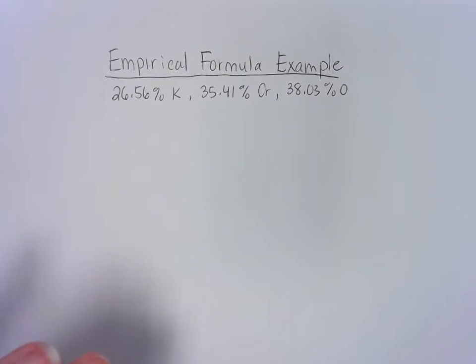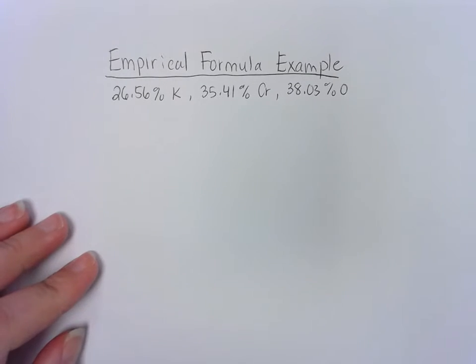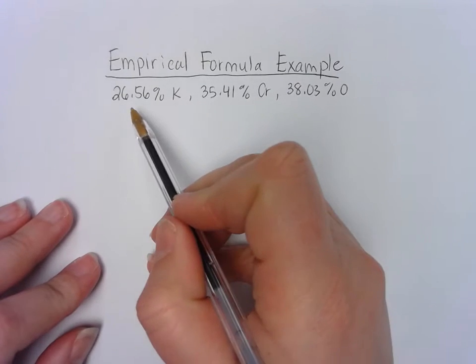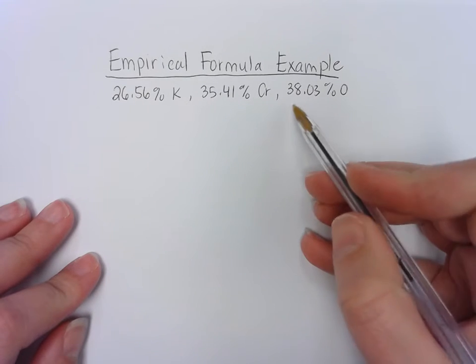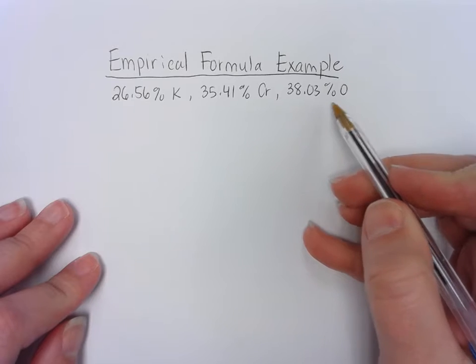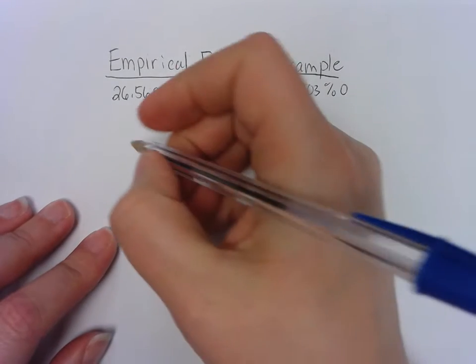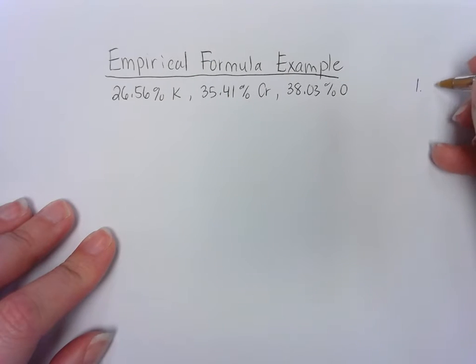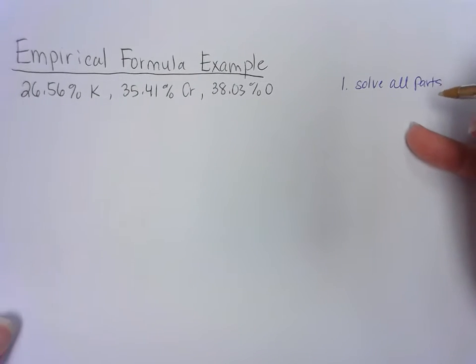All right, so I thought I'd work an example of how to solve the empirical formula for you. And this one, the problem given is 26.56% potassium, 35.41% chromium, and 38.03% oxygen. And so I'm asking you to find the empirical formula. Remember, I've said we're going to solve all parts. Sorry, this is off the screen. I'll slide it over. Solve all the parts.